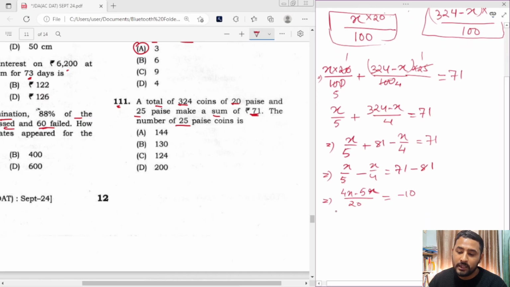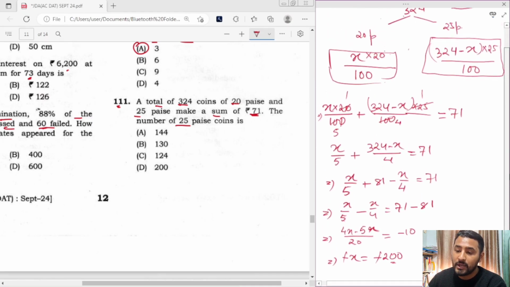I hope this is clear. Now, 4x minus 5x will be minus x, equal to minus 10 over 20, so 20 into 10 will be 200. So the value of x will be 200. The value of x is 200.